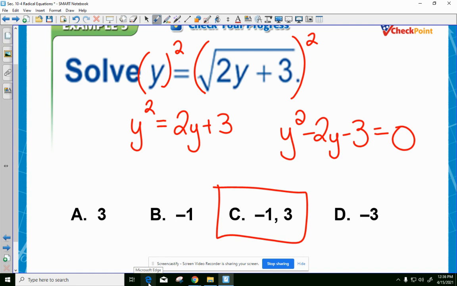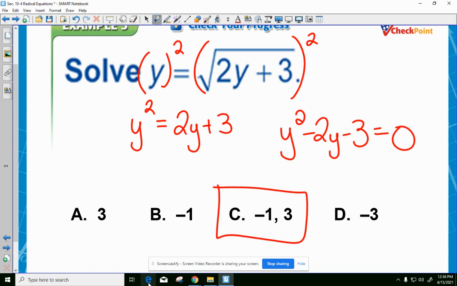I got to plug them in and make sure they work. If they work, I'll keep them. If they don't, I'll cancel them out. If I cancel both of them out, I have no solution. If I cancel one of them out, I just have one solution. If they both work, I got 2 solutions. That's about that straightforward.